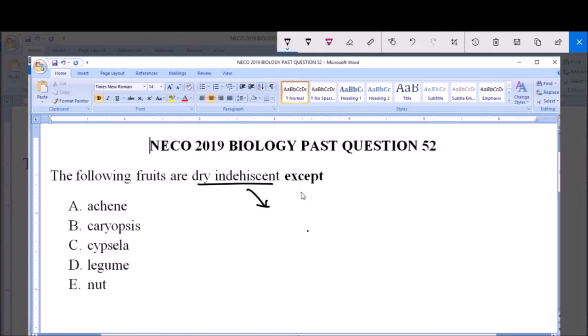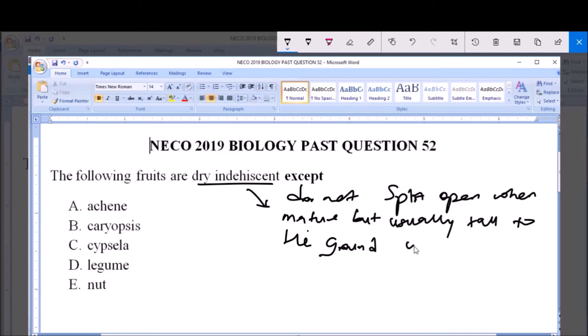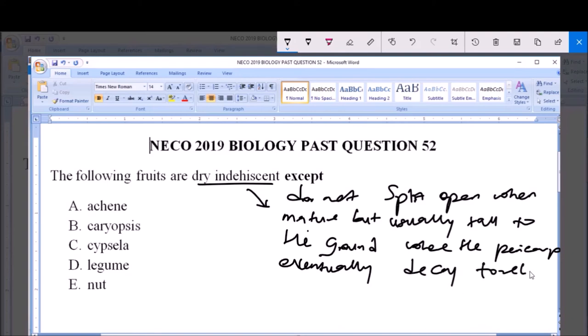Now, dry indehiscent fruits are fruits that do not split open when mature, but usually fall to the ground where the pericarp eventually decays to release the seeds. So a dry indehiscent fruit does not split open when mature, but usually falls to the ground where the pericarp would then decay in order to release the seed.